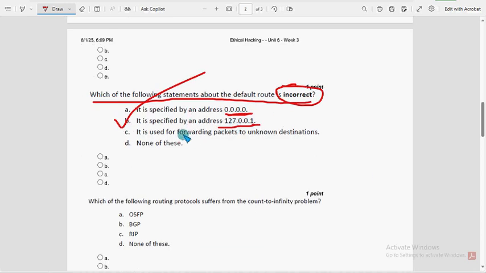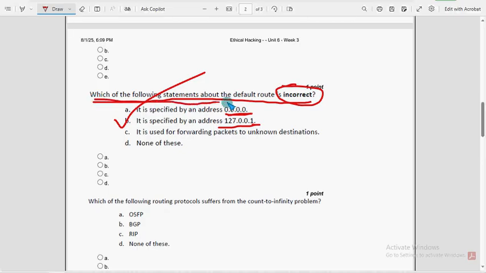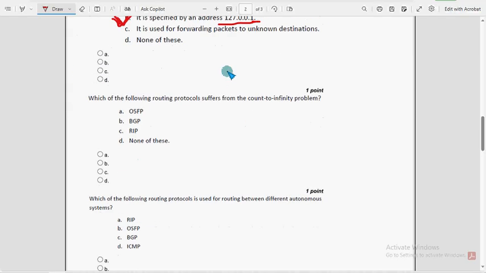Oh, sorry guys, this is not the 8th one, it is the 6th one. Which of the following statements about default route is incorrect? Option B is the correct option. This is not the 7th question, this is the 6th question. 6th question, option B is correct, 100% correct, right?